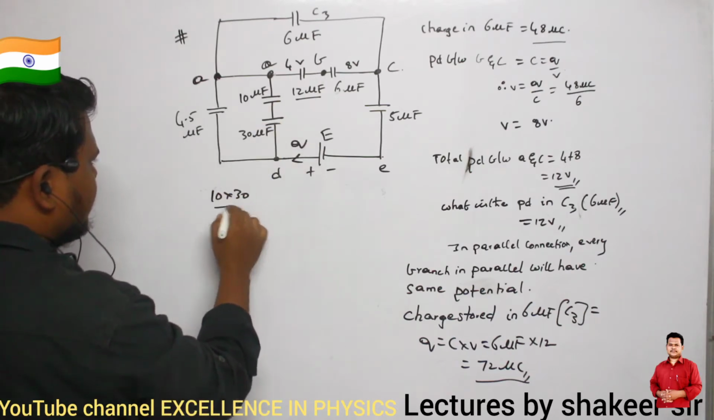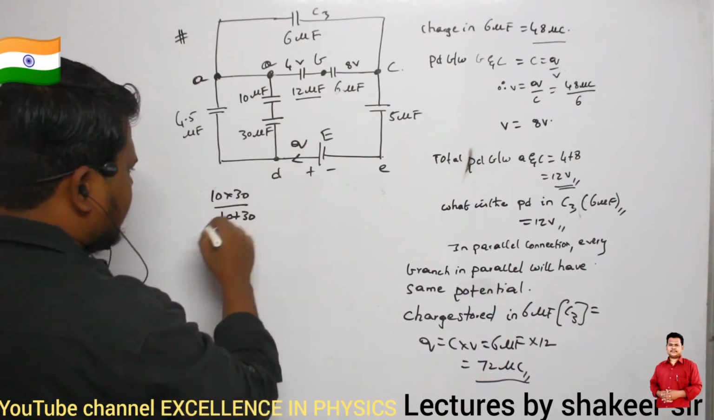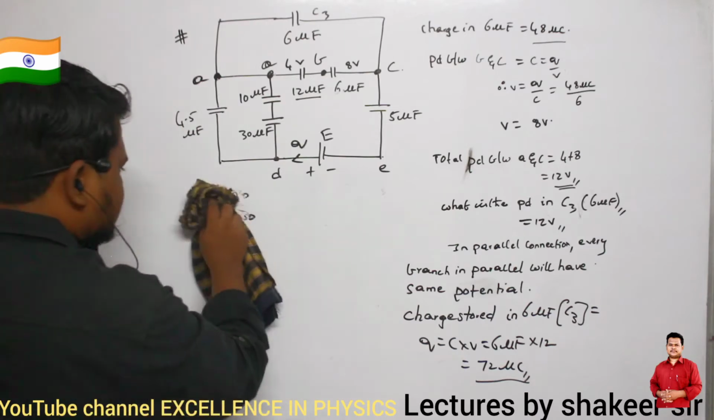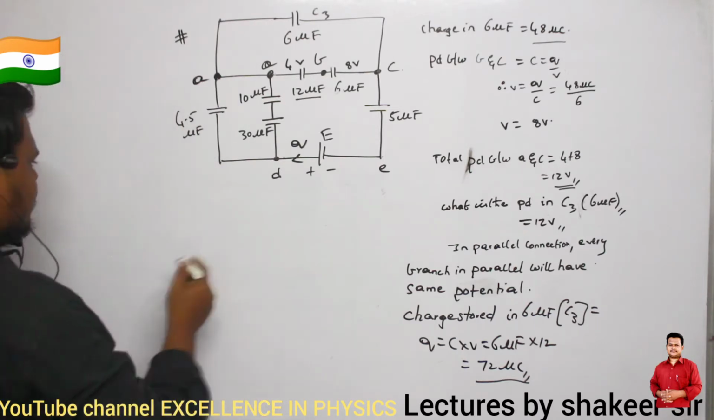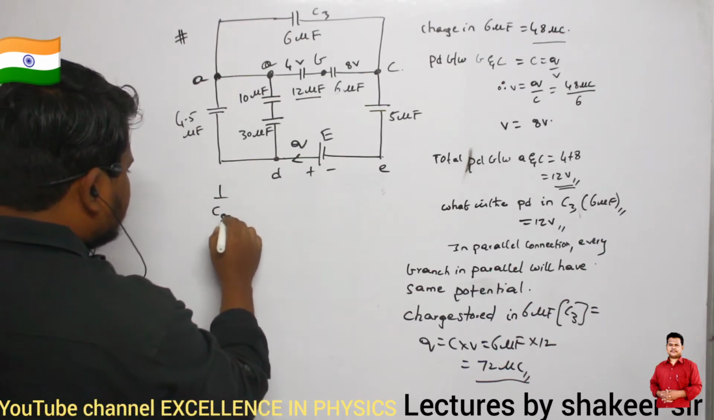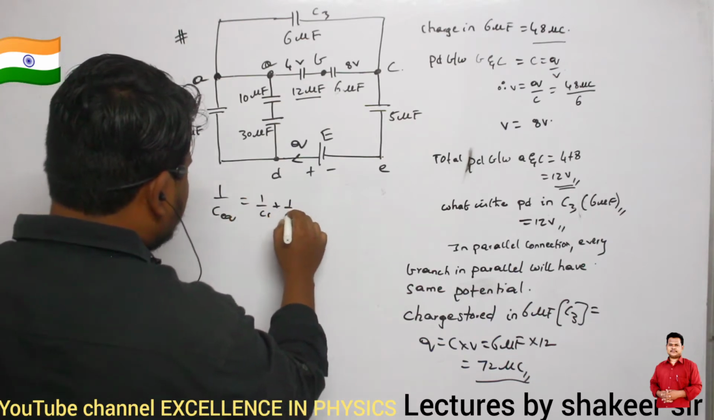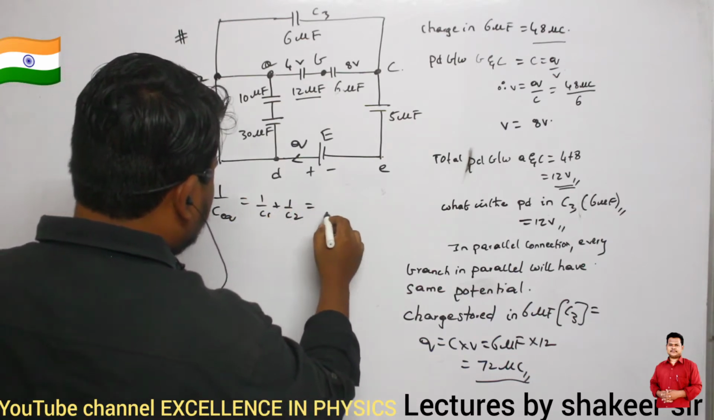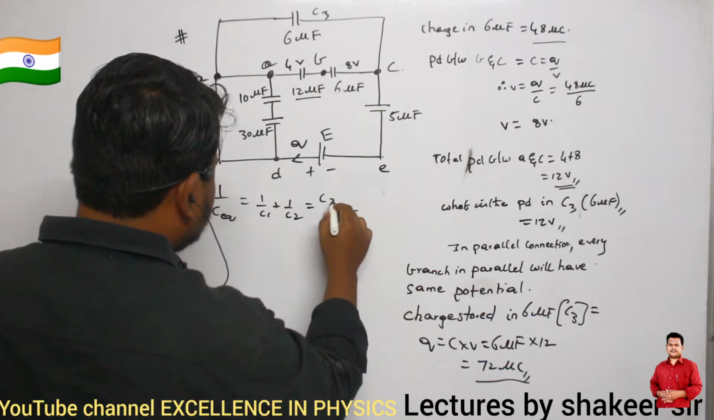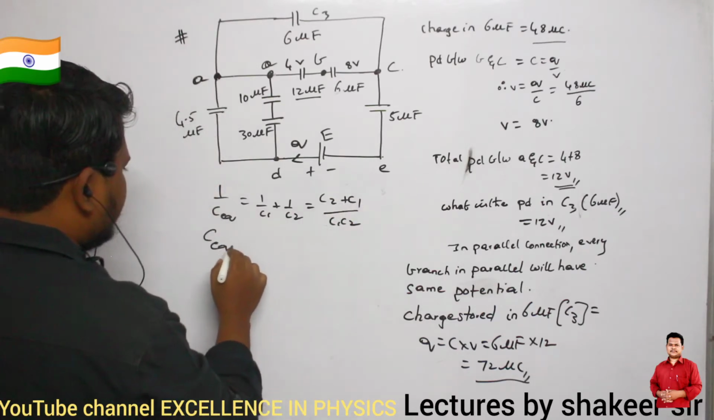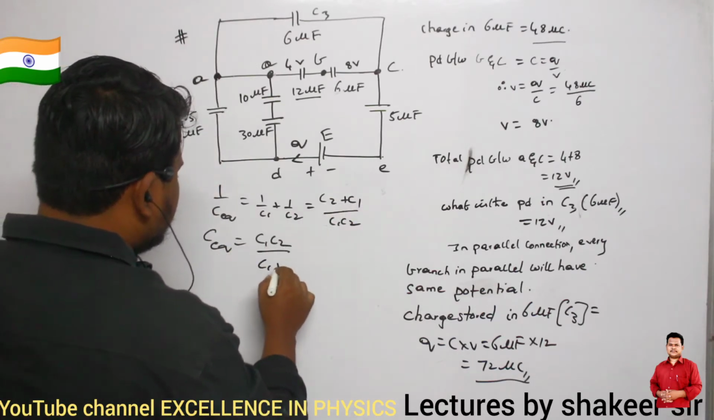10 into 30 divided by 10 plus 30. Do you know, ma, how I got this relation? Because in series connection, for 2 capacitors, I can write 1 by C equivalent is equal to 1 by C1 plus 1 by C2, no? So if you take LCM, then it is C1 C2 by C2 plus C1. Therefore C equivalent is equal to C1 C2 by C1 plus C2.